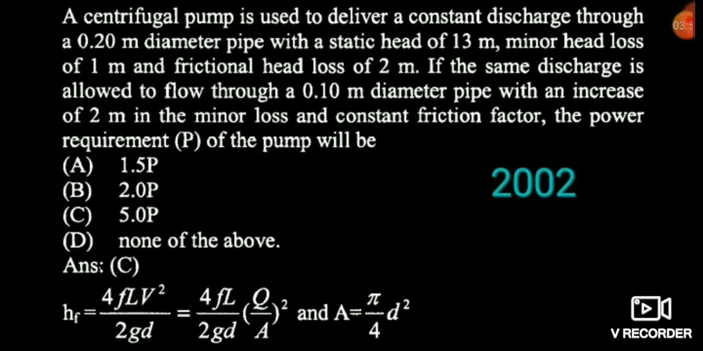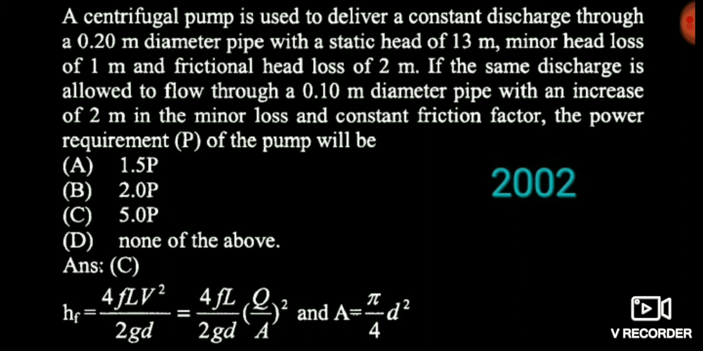Friends, here this question is also very easy if you understand this. So we will read it. Here the constant discharge diameter is given 0.2 meter and static head is 13 meter and minor head loss is 1 meter, friction head loss 2 meter, and same discharge is allowed to flow through the 0.1 meter diameter pipe with an increase of minor 2 meter minor loss and constant friction factor. The power requirement of pump it is asking.